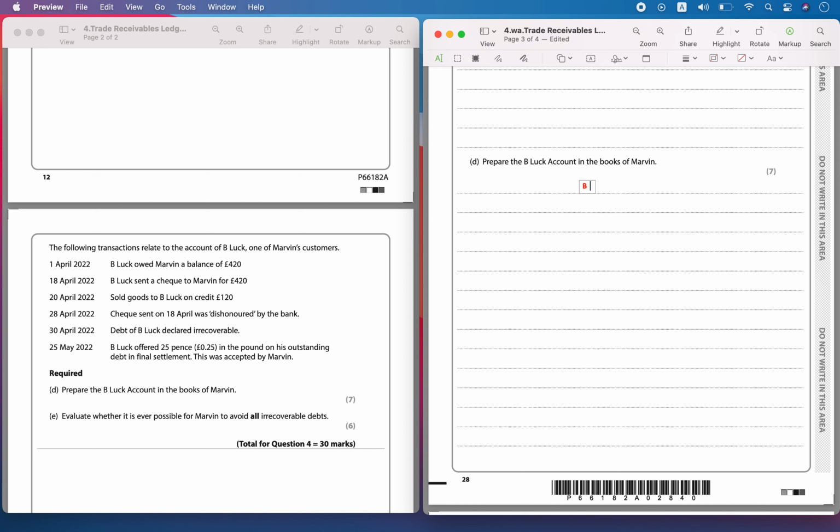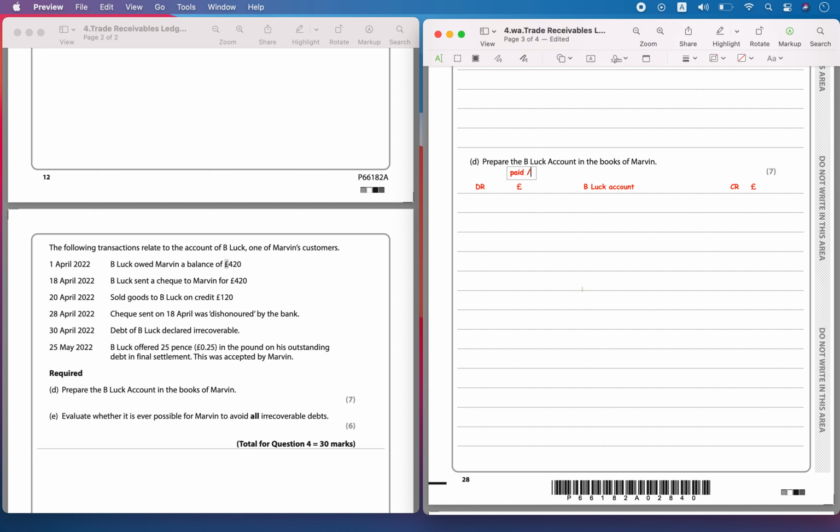BLUC account, he is also one of the trade receivables. Debit here and credit here. Now the pounds, we write that value of the currency at the top. We know that this is also a trade receivables account, so let's prepare that.